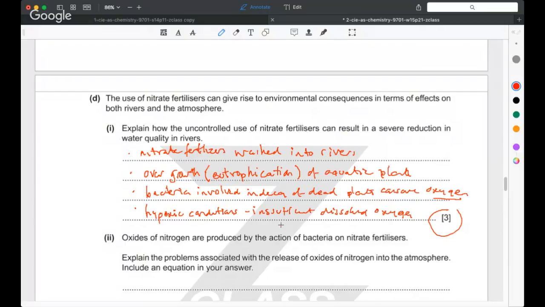So other aquatic animals, such as fish, that need a certain amount of dissolved oxygen in the water, aquatic organisms die. They don't have enough oxygen left to breathe through their gills in the case of fish.